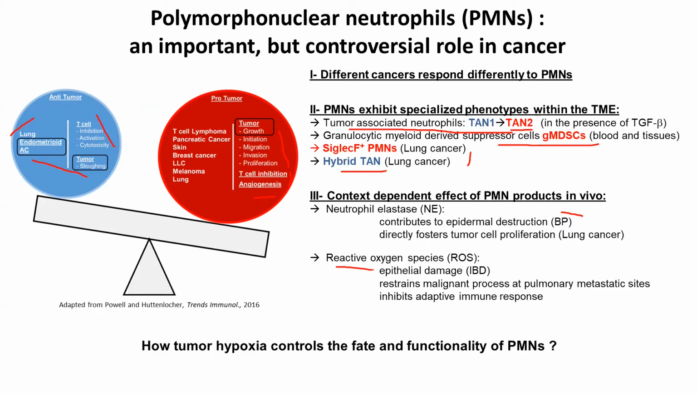So one question is to understand how tumor hypoxia can control not only the tumor-associated neutrophil trafficking, but also the fate as well as the functionality of neutrophils.